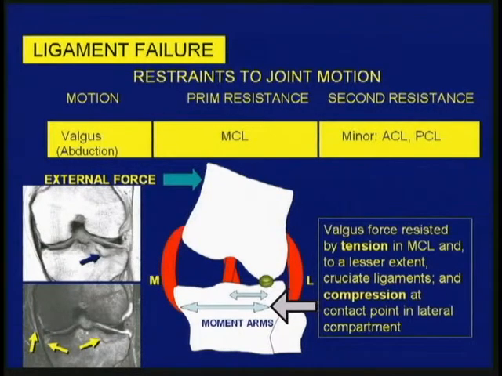You can see the moment arm of the medial supporting structures to the point of contact is far greater than the moment arm of the central collateral ligaments. And hence the primary restraint to this motion is the medial supporting structures. The secondary restraints are the cruciate ligaments of the knee.